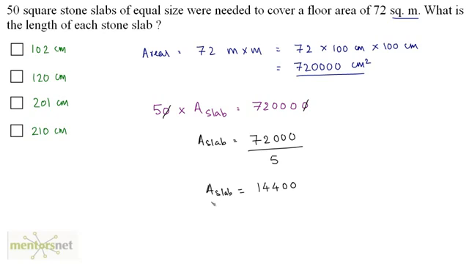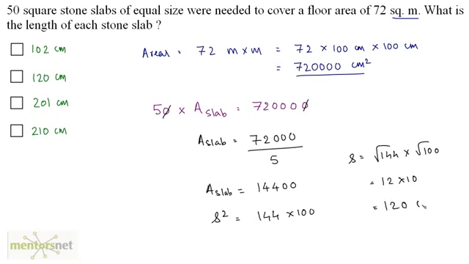Now what is the formula for the area of a square? That's side square. That's 14400. This can be written as 144 times 100, right? Now we have been asked what is the length of each stone slab, and that can be calculated now. So S is equal to root of 144 times root of 100, and that's 12 times 10, and that is 120 centimeter. Okay, so option B is the correct answer.